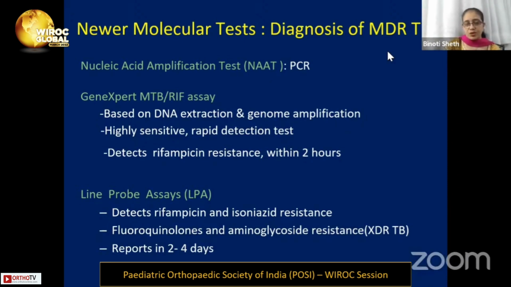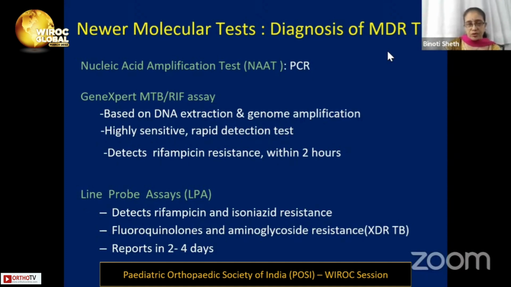So there is this GeneXpert MTB/rifampicin assay, which can guide us about rifampicin resistance as early as within 2 hours. And there is this line probe assay, which can tell us about rifampicin or isoniazid resistance.